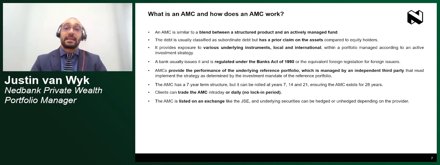The AMC, unlike other structured products that you've seen, is also term structured. However, clients are able to come in and out as with a normal share on an intraday basis or on a daily basis. They're able to buy and sell, and they're able to hold the AMC for effectively 28 years. It is termed for 7 years, but the term is rolled over every 7 years, starting on year 7, 14, and 21. And again, it is listed on the stock exchange currently.